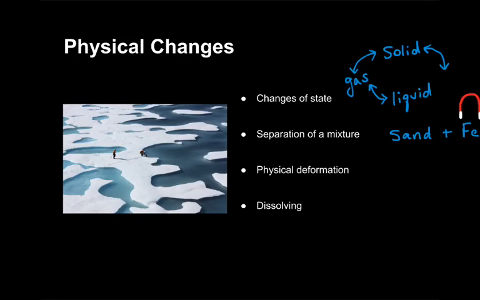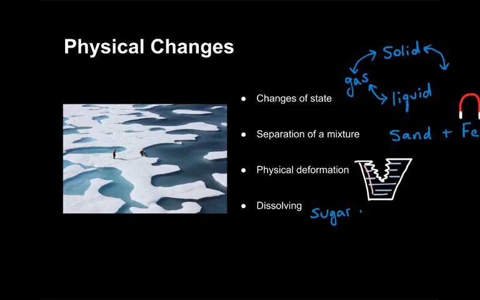Another example of a physical change is a physical deformation. I'm drawing a piece of paper. Imagine that I tore the piece of paper in half. That's an example of a physical change. I didn't change what the paper is. Now, I mentioned earlier that physical changes are reversible. Sometimes they're not. For example, if I tore this piece of paper in half, I can't put it back together again, right? So there are some exceptions to the rules.